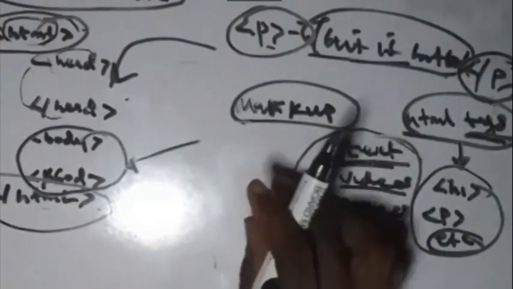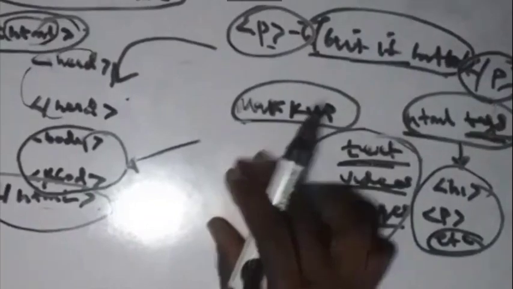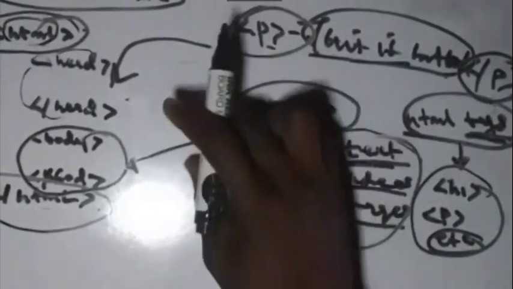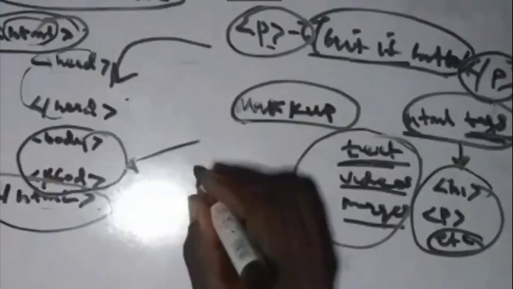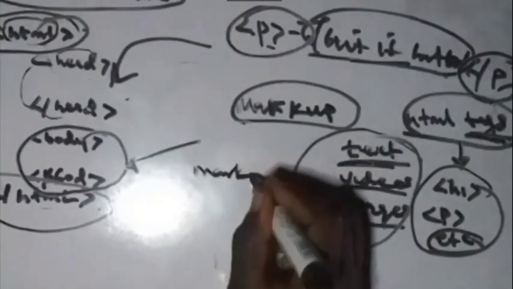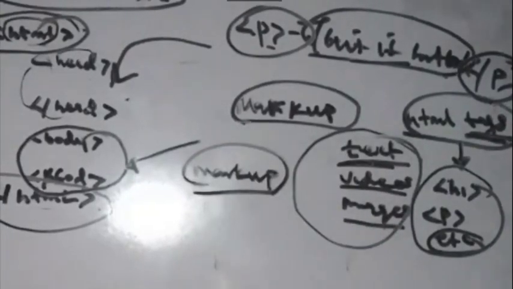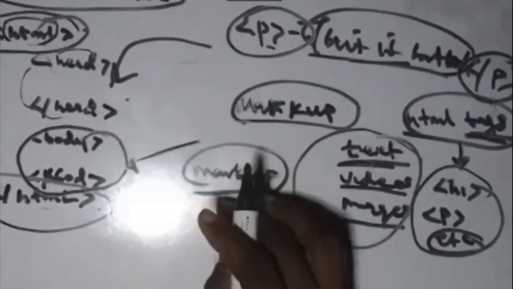Hypertext means links. Markup language, we have explained it. Every text, videos, images, all those are surrounded with HTML tags. When they are enclosed with the tags, they are marked up with the tags. So that is where the term markup was taken.